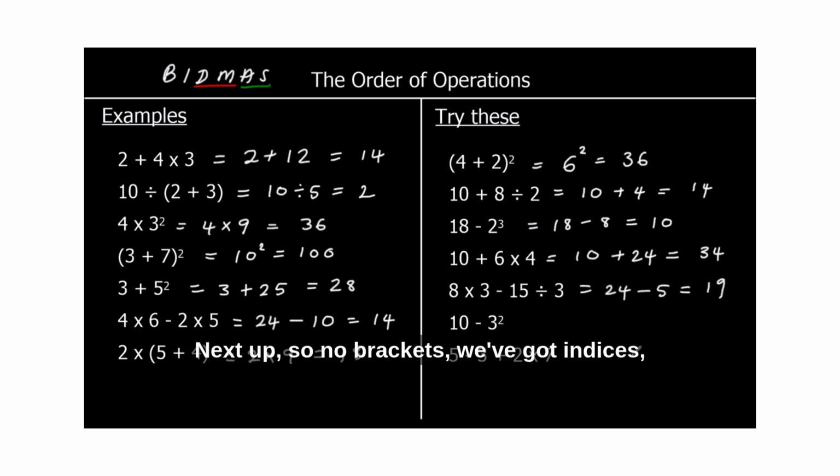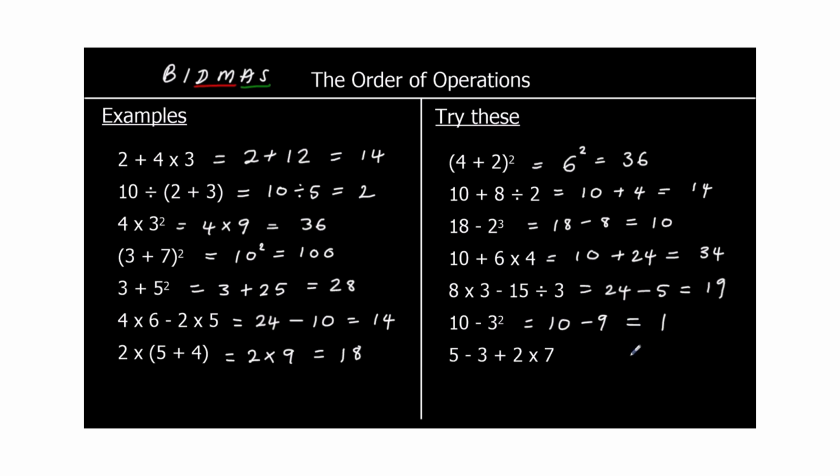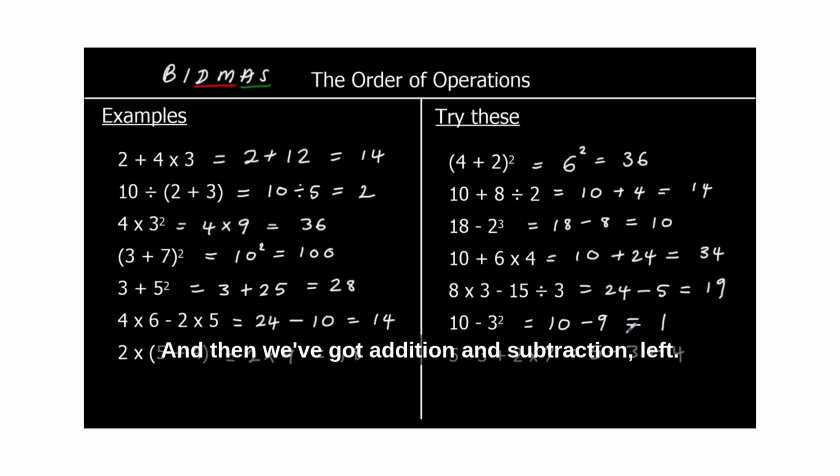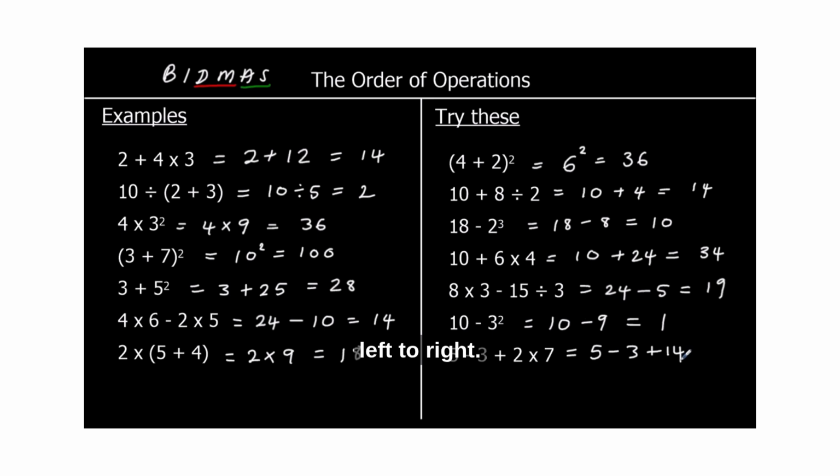Next up, so no brackets, we've got indices, and 3 squared is 9. So we have 10 take away 9, which is 1. And the last one, we've got no brackets, no indices, we've got a multiplication. So that is 2 times 7, which is 14. And then we've got addition and subtraction left. We can just do it left to right. So 5 take away 3 is 2. 2 plus 14 is 16.